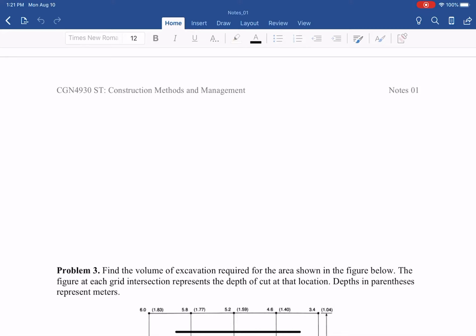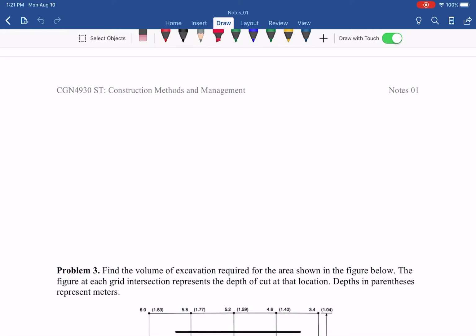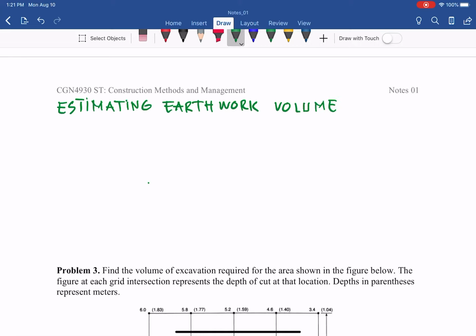Continue with the equation for estimating the earthwork volume. When we do the earthwork to determine the volume, there are a few scenarios that we continue to explore. The first one is if we excavate one pit, how we determine that volume.